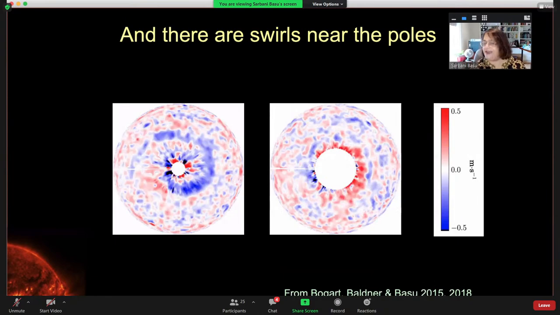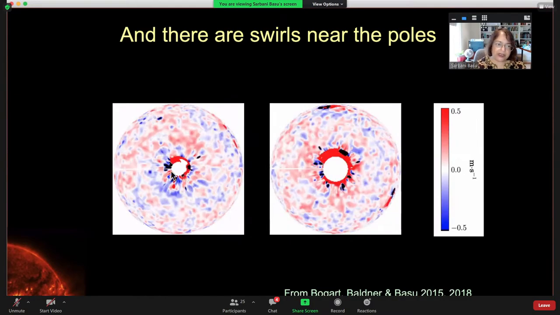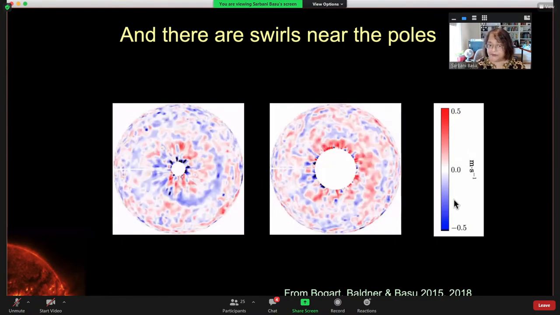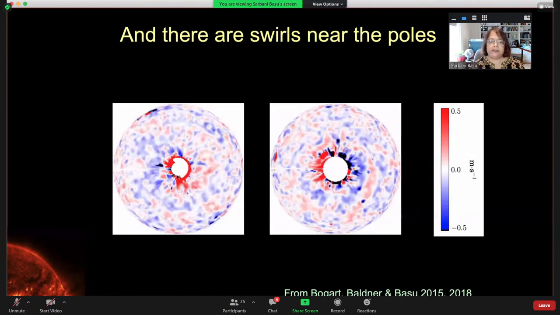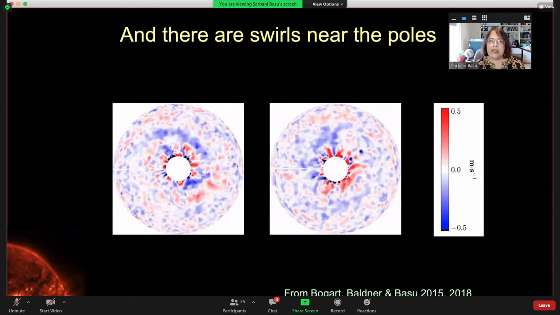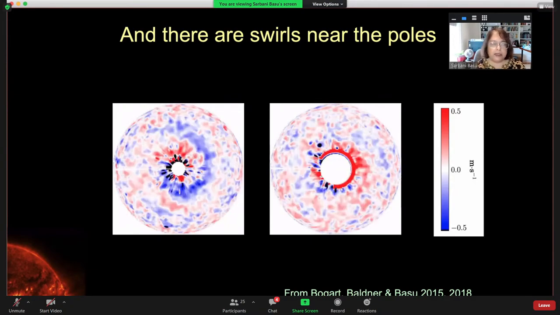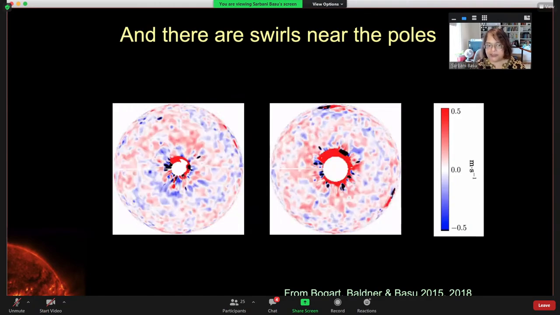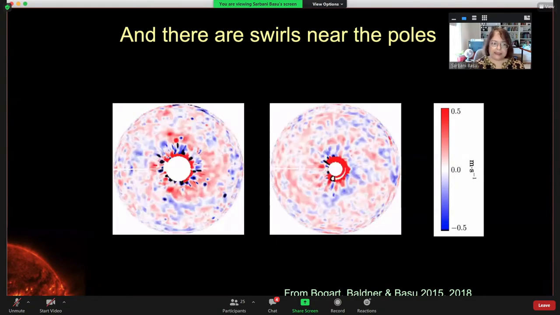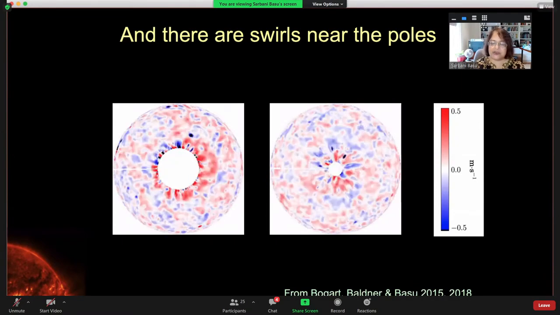And the other thing is, near the poles, there are these long-lived swirls of prograde and retrograde features, even smaller in magnitude. Now, when we did this work quite a few years ago, we didn't know what they were. We only looked at 3 months of data. But now there's been a paper this year from the Max Planck group in Göttingen, Germany, which seems to suggest that these are torsional modes of the sun. So a different kind of mode altogether, which we'll see if this interpretation holds or not.